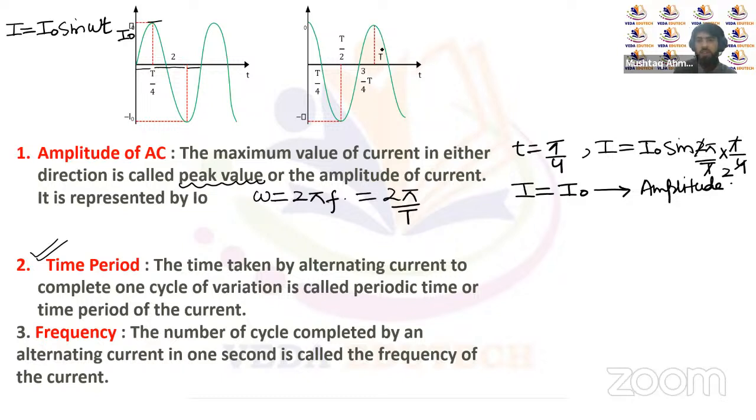Similarly, you can see this equation is a cosine equation where I is equal to I naught cos of omega t. So this is also an AC wave.